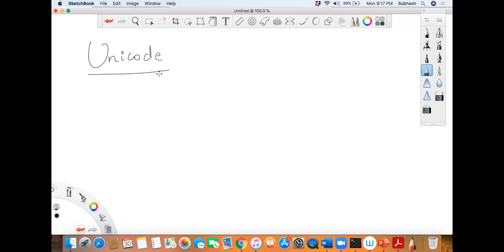Now, how do you represent a character in C language? Joshua, if I want to store a character in C language, how will I store it? Sir, in single quotes. Within single quotes. Correct. In Java, if I want to represent the Unicode value, how will I represent it?